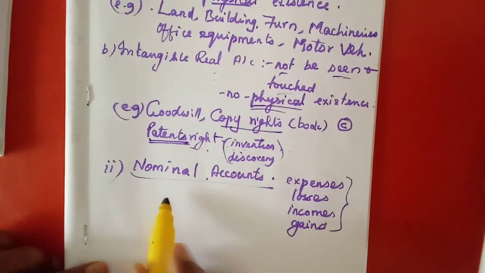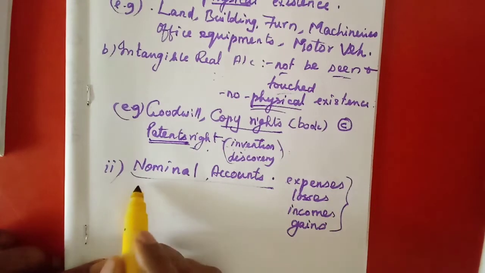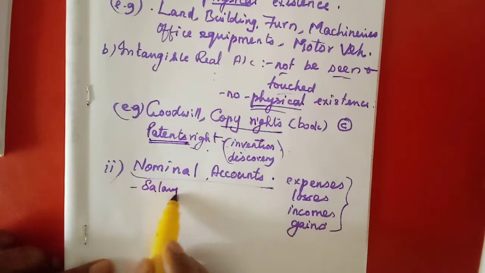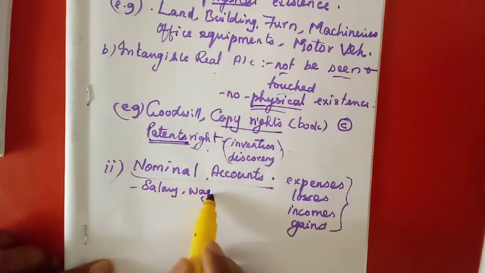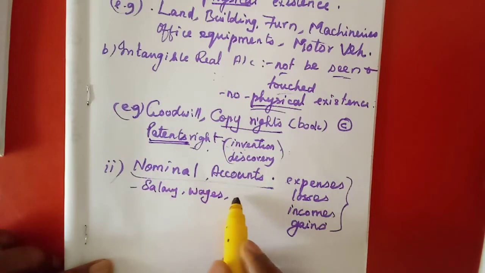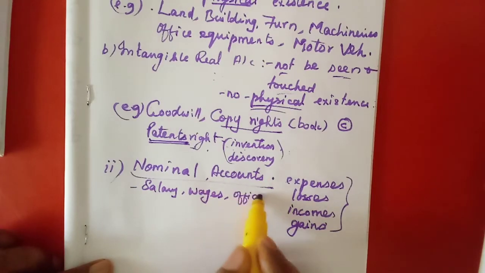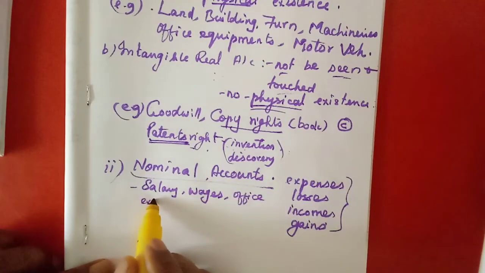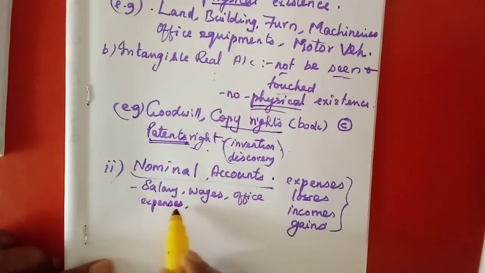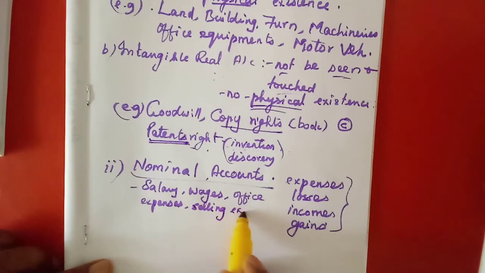What are the expenses that will come in a business house? First one, they have to pay the salary, isn't it? Then workers, they will pay wages. Then office expenses, to run the office they will buy pen, pencil, stationery. Then any expenses related to selling are called selling expenses. Maybe packing charges, carriage outward.